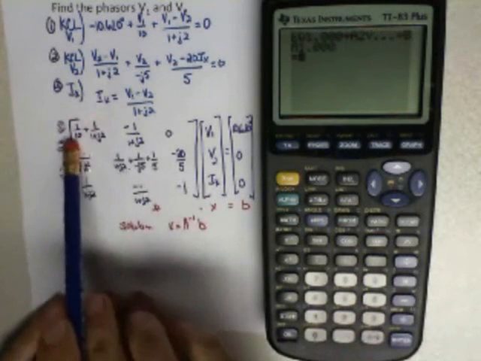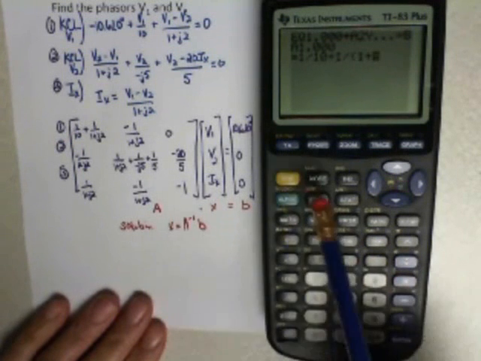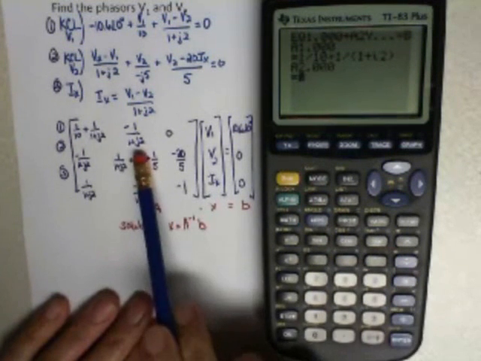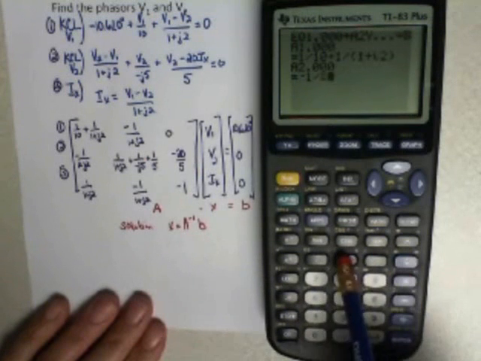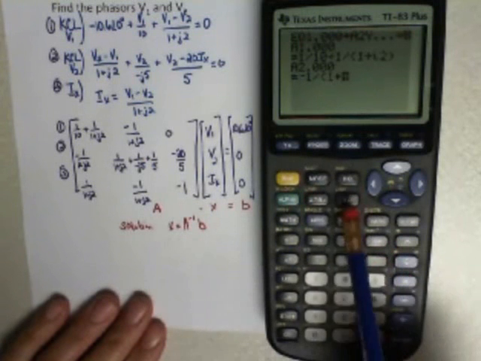Next, the program is prompting you to enter the coefficients that represent your first equation. For example, A1 is the first coefficient of the first equation. Enter 1 divided by 10 plus 1 divided by the quantity 1 plus J2. You can enter the coefficients in either rectangular or polar form, and you should do this exactly the same way that you enter complex numbers in your calculator.